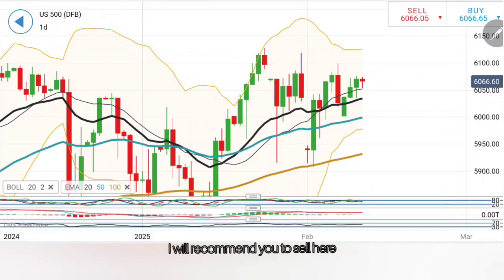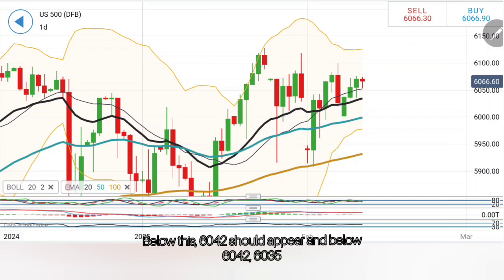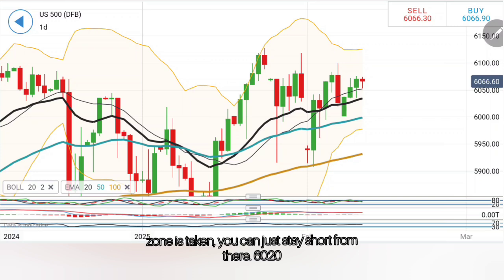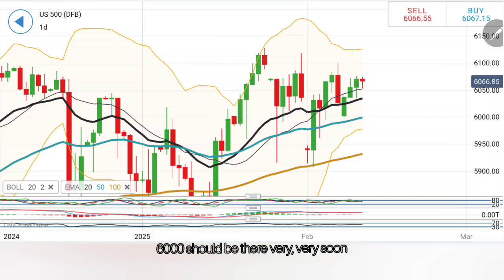So looking at this, I will recommend you to sell here at 6060 levels. Expect 605450 as the first target zone. Below this, 6042 should appear, and below 6042, 6035. If 604035 zone is taken, you can just stay short from there. 6020, 6000 should be there very soon.